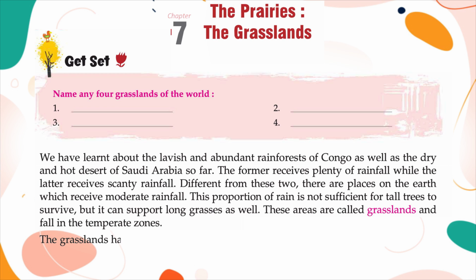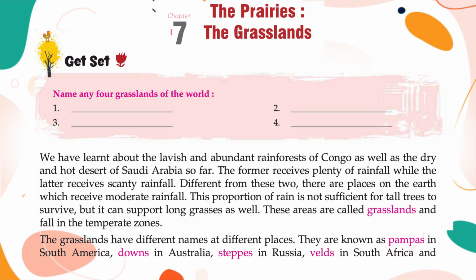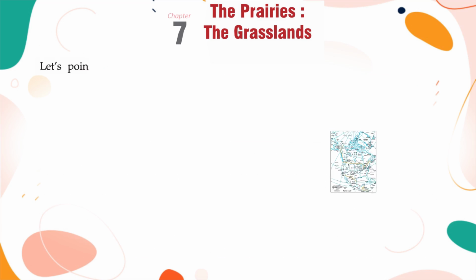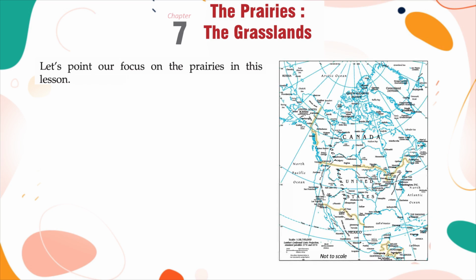The grasslands have different names at different places. They are known as pampas in South America, downs in Australia, steppes in Russia, velds in South Africa, and prairies in North America. Let's point our focus on the prairies in this lesson.